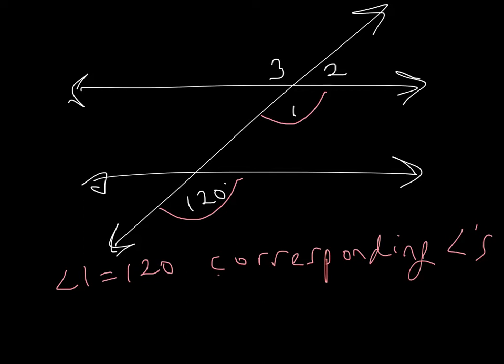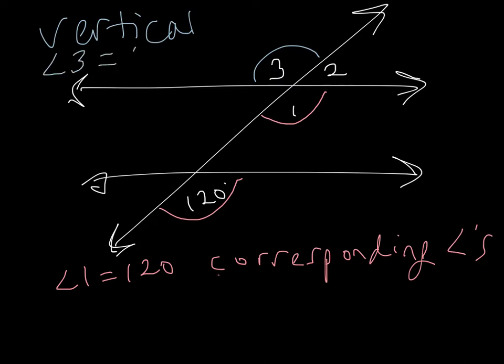And angle 3, what's unique about angle 3? What's its relationship to angle 1? It's a vertical angle, right? Remember vertical angles? They have congruent measurements. So angle 3 also equals angle 1 because they're vertical. So angle 3 equals 120 degrees. I forgot my degree mark down there.